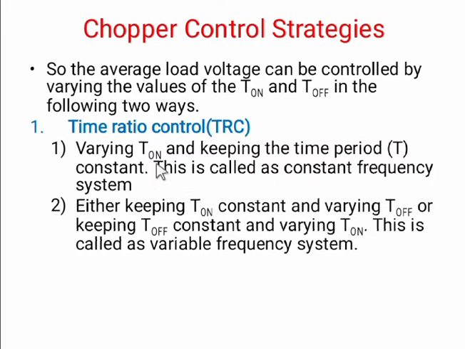By changing the T on time we can change the duty ratio, and this method is known as the constant frequency method. The second method is either keeping T on constant, that means on time is constant, and varying the T off time, or keeping T off constant and varying T on time. This is called the variable frequency system. The total time changes in this system, so it is known as the variable frequency system.